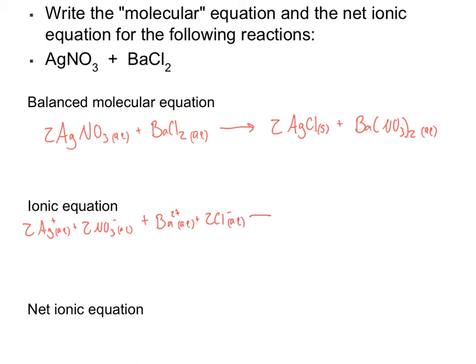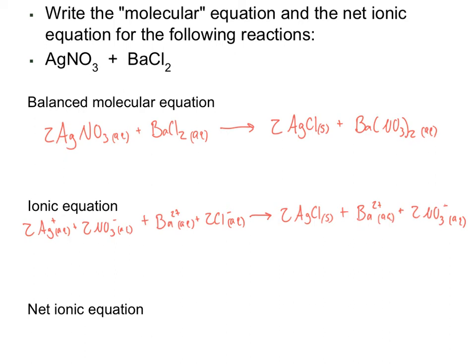Over on the product side of our equation, our silver chloride is a solid, and so we do not break that up. We simply write that as is in its solid form. Our barium nitrate, however, is aqueous, and so we will also break that up into its ions. Our barium 2 plus and our nitrate.